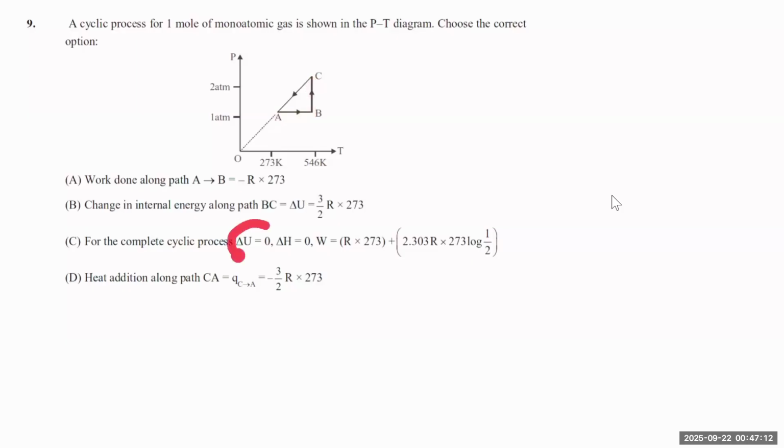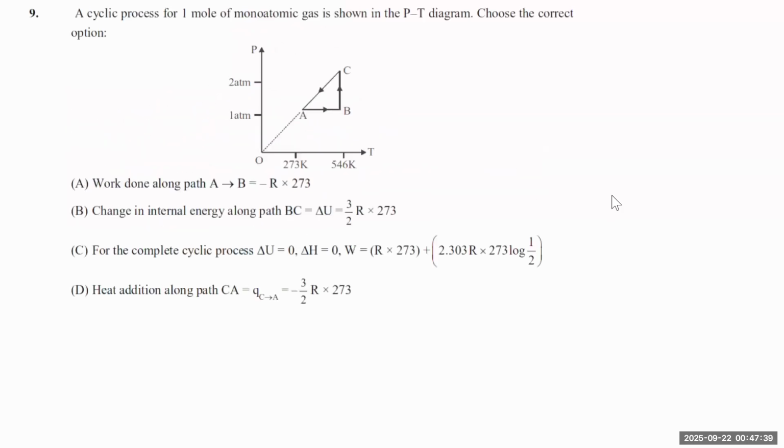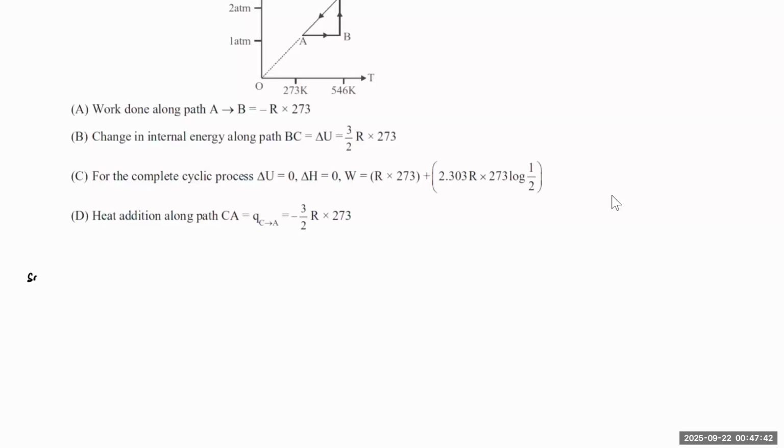And for a cyclic process, we know the total work done. And C to A, how much is the heat given? That is what we need to figure out. Clear? So let's see how we can calculate one by one here. First one, I need to find out the work done from A to B. So we'll go option by option.